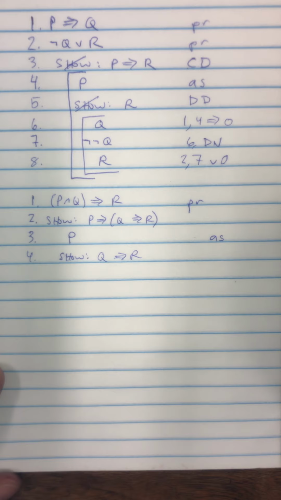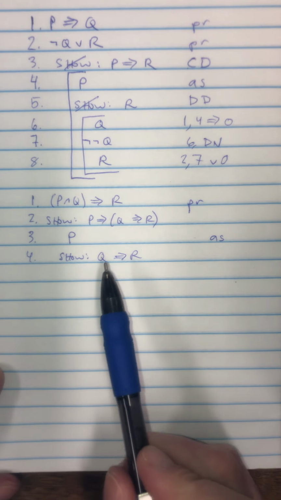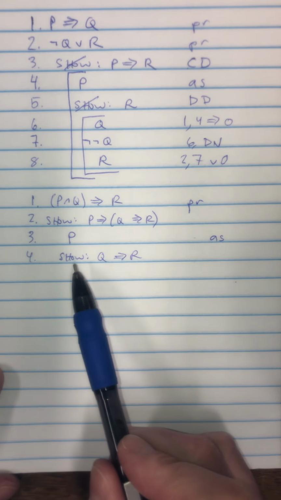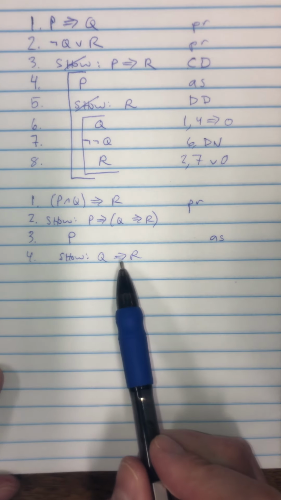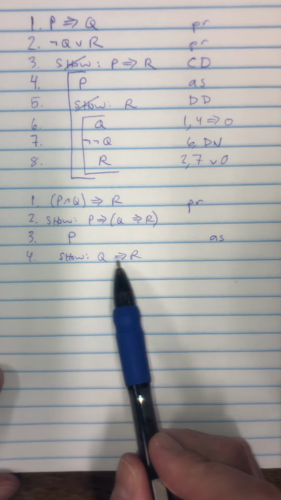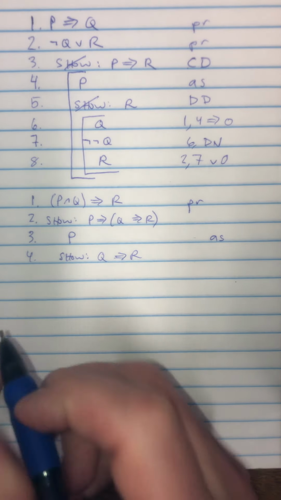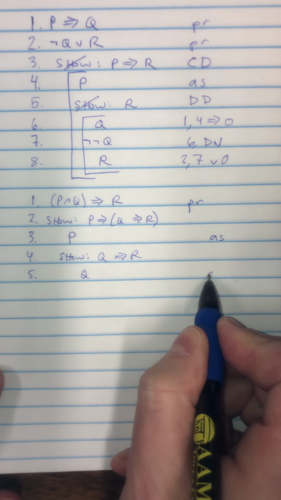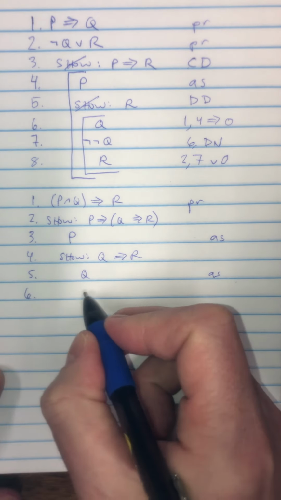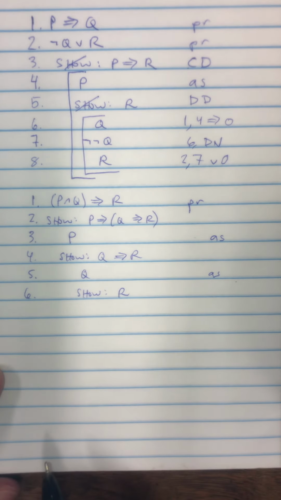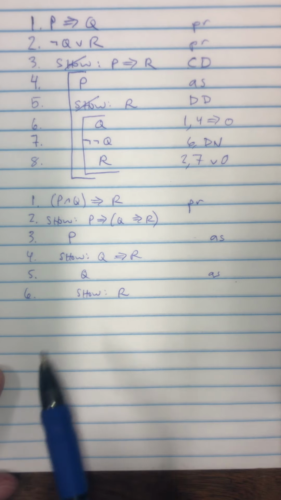Okay, now let's think about what to do. We've got a new show line here, Q arrow R, and we have to think about how to proceed. Well, what's the main connective of this show line? Ah, again, it's an arrow, which means we're going to do conditional derivation. We're going to assume the antecedent, in this case Q, and then try to show R. So we assume Q, and then we try to show R.